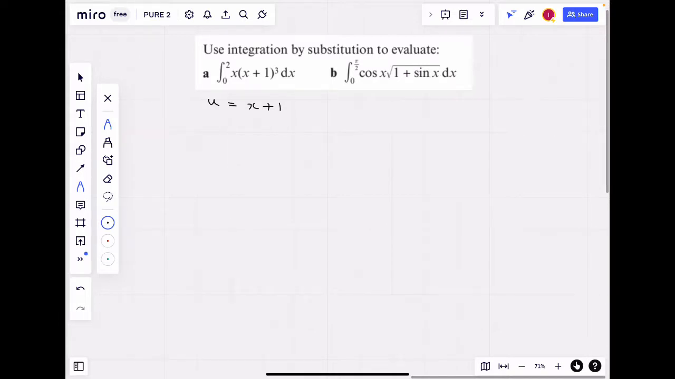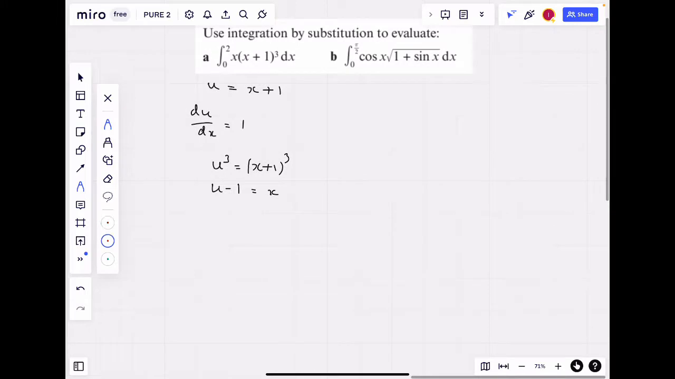Okay. When we differentiate, we should get just 1. And now u equals x plus 1. So that means u cubed equals x plus 1 cubed. And u minus 1 equals x. Okay, so we've got this, and this would end up being du equals dx. So now we've got that.